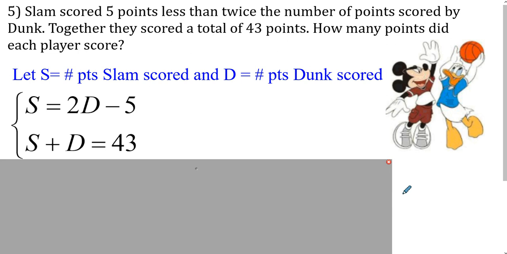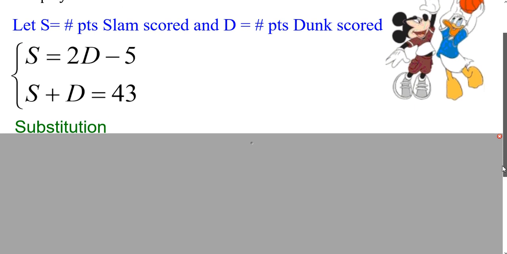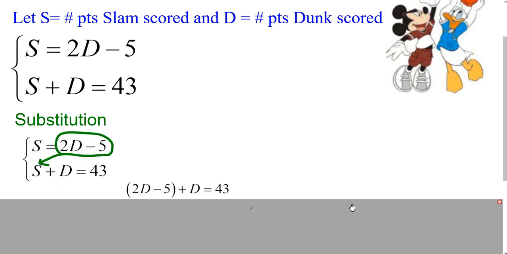Well, what would be the best method for solving? Graphing, substitution, or elimination? Looking at your equations, we can see a variable is already isolated. Therefore, substitution would be the best method for solving this problem. We can take what S is equal to in the first equation and substitute it for S in the second equation. That would look like this: 2D minus 5 plus D equals 43.